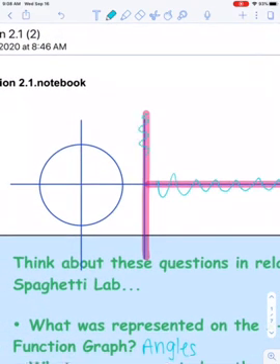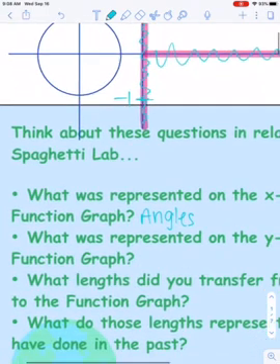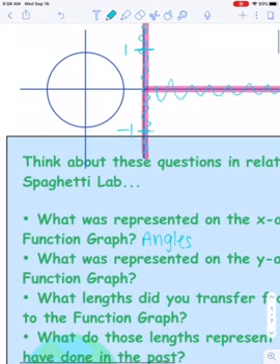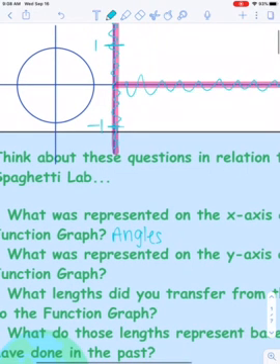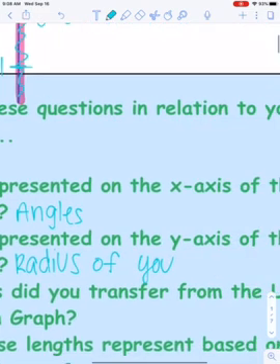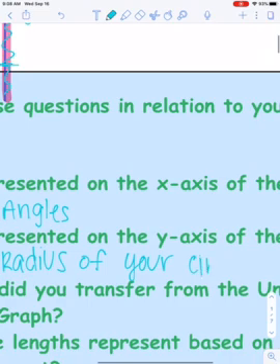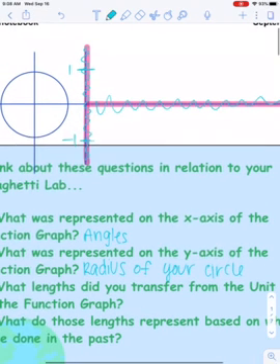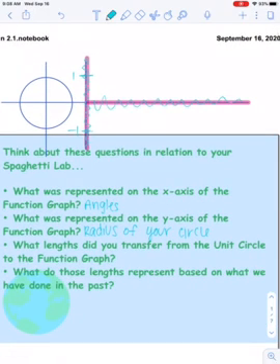The y-axis of your function graph, so this part, okay, the highest part, if you remember, was 1, and the lowest part was -1 because it came from your circle. So it came from your radius of your circle, okay? It was the distances from each angle to the outside of your circle.